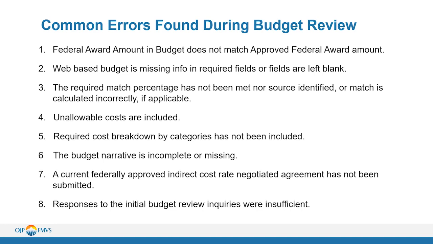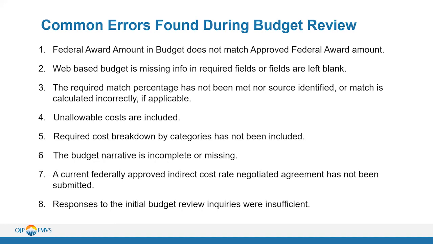And we have the results here. Number 1 is unallowable costs are included at 53%, followed by the budget narrative is incomplete or missing. And then third, we have a current federally approved indirect cost rate negotiated agreement has not been submitted. So this goes into our next slide. We just rehashed the 8.